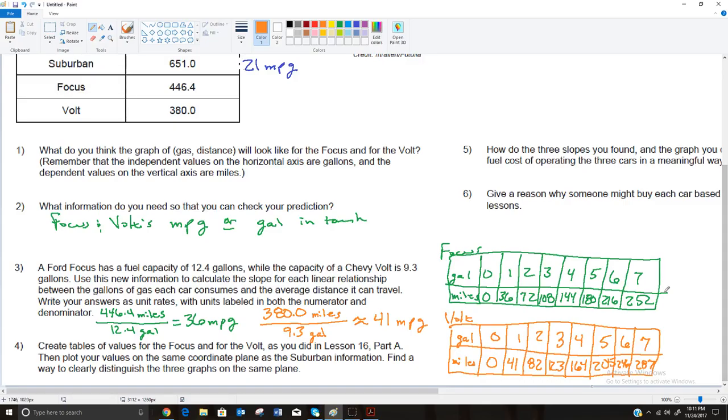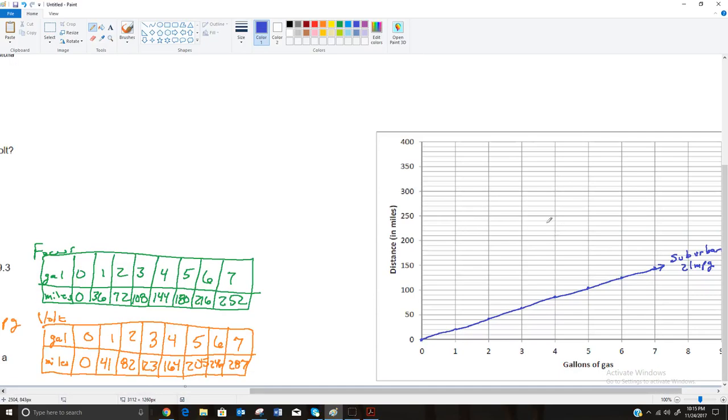we'll put the Focus and the Volt on the same graph. So this was the graph that we had from the last unit, where we plotted 21 miles per gallon for the Suburban, over a gallon and up 21 each time. So up 21 miles over 1 gallon, up 21 miles over a gallon. Now we're going to do the same thing here with the Focus, but we're going to do it with its rate of 36 miles per gallon. So we're going to still start at 0, 0. Doesn't matter which vehicle you have. If you have no gas, you're not going anywhere.